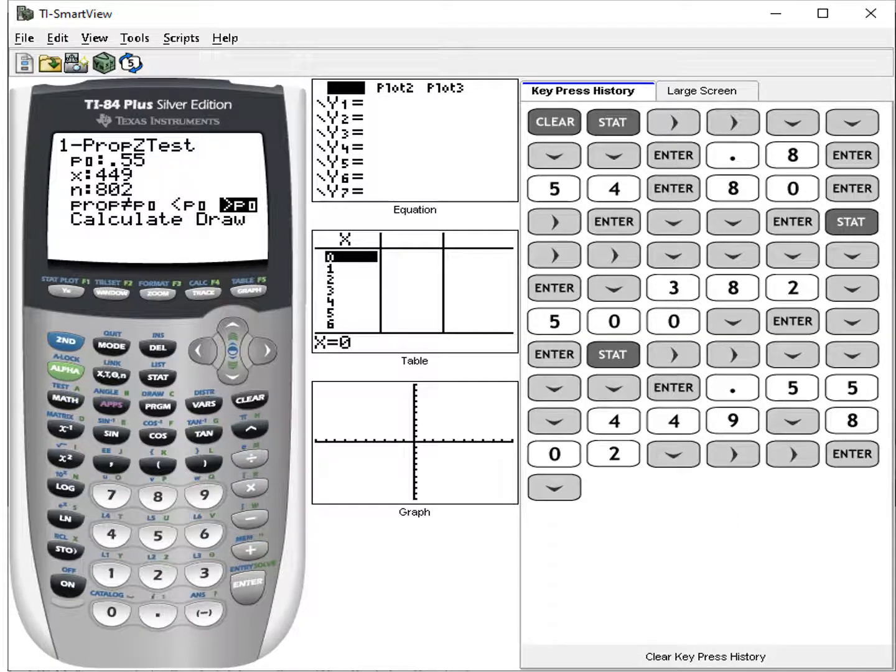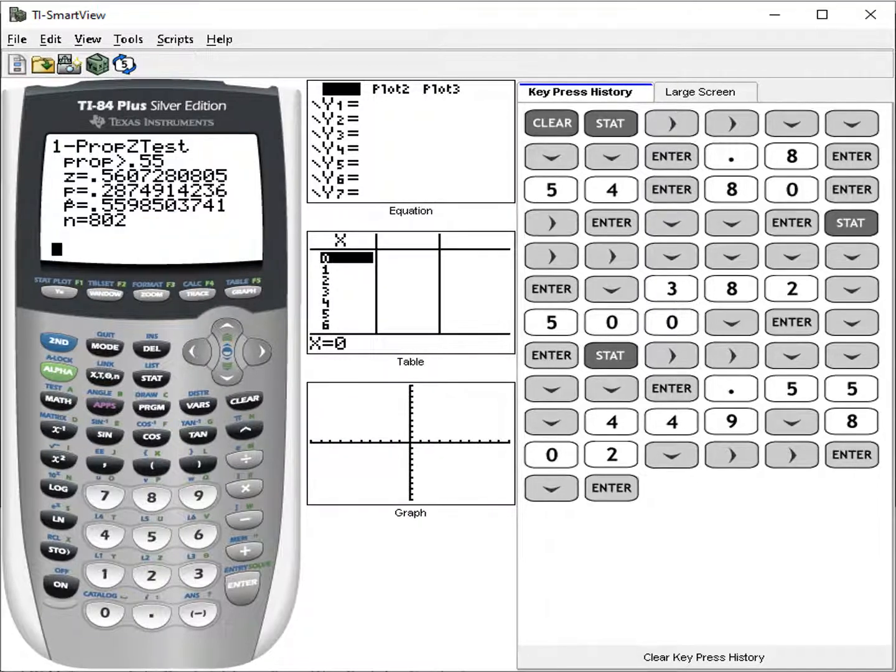So here we are filling in all that information. Our p naught, our hypothesized proportion, is 55. We think it might be more than 55. So we plug all that information in. Here's our information right here. So it looks like that p hat is like 55.9, so about 56%. So it's a little bit above 55, but not a whole lot.